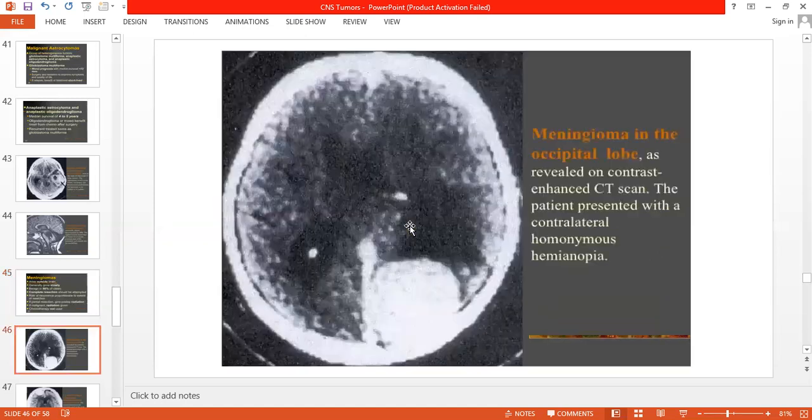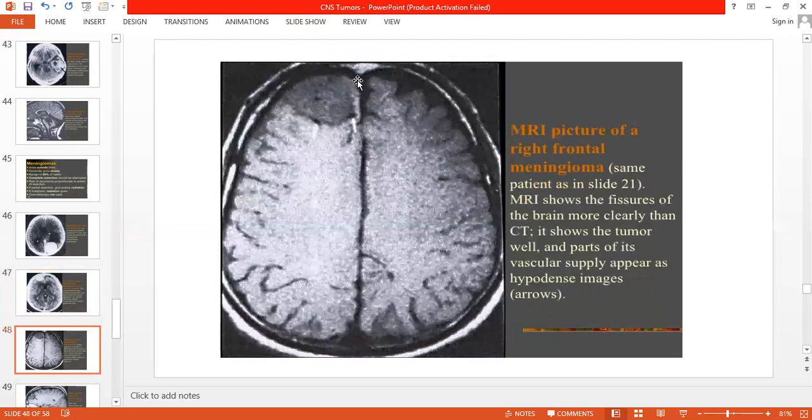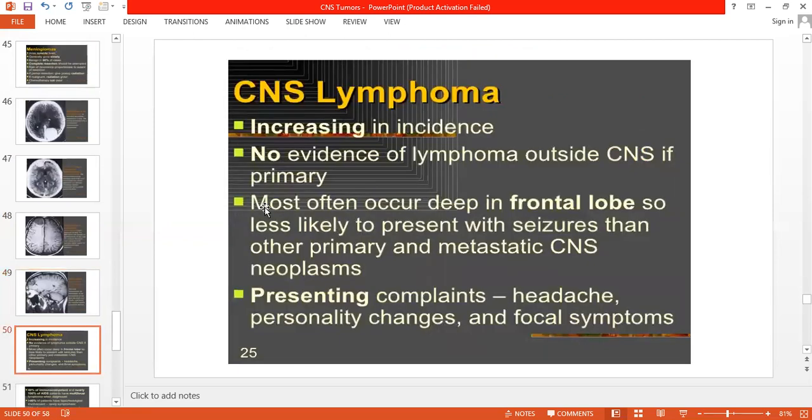So now this is how meningioma will look. This is a convexity meningioma arising from the left low occipital part of the meninges. This is the right frontal part. Okay, this is the MRI appearance of that same lesion, and this is the sagittal view of that CNS lymphoma.